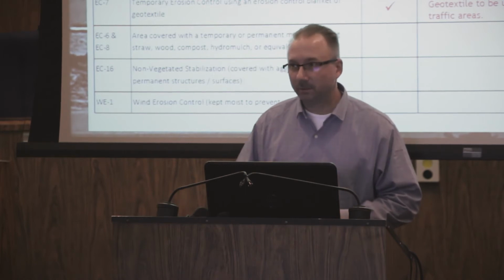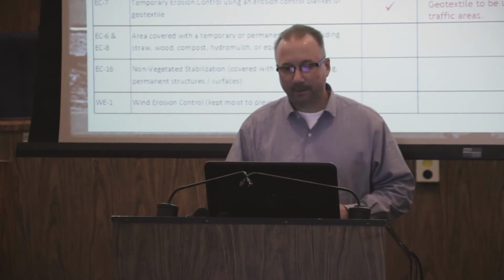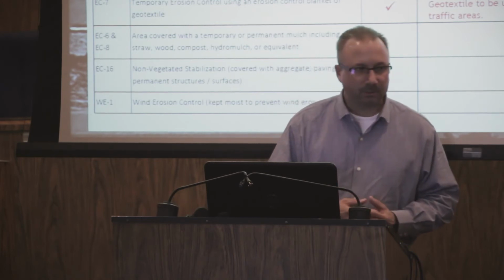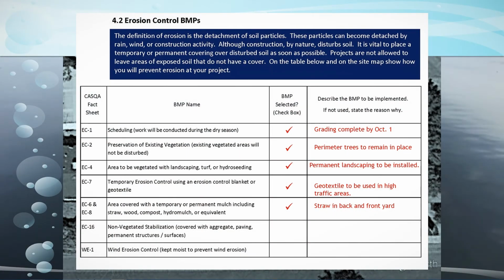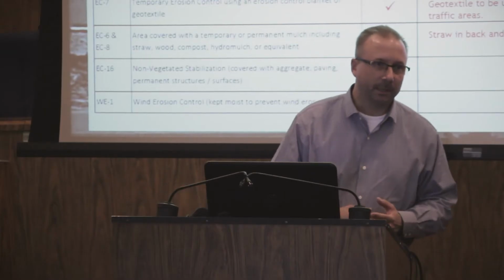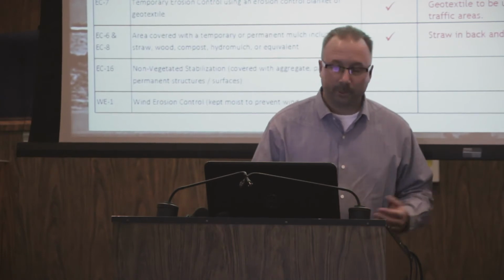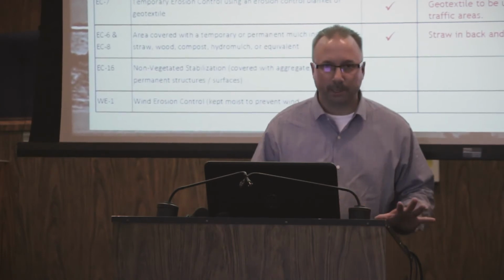Do you have to do this? No, you don't have to do this. But again, as I mentioned, you do have to have erosion addressed one way or another. All right, so now we're talking EC6 and EC8, area covered with temporary or permanent mulch, including straw, wood, compost, hydromulch or equivalent. And in this case, we're going to select a temporary erosion control measure for the backyard and the front yard, and that's just broadcasting by hand some straw. Basically going to the feed store, getting 2-3 bales of straw, maybe 4 at the most, and broadcasting that out to give a blanket down on there.